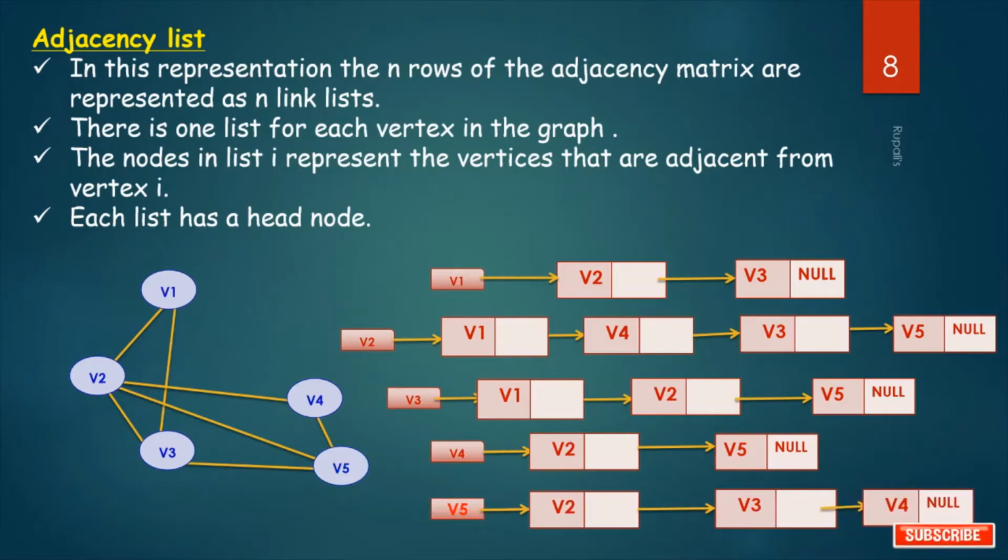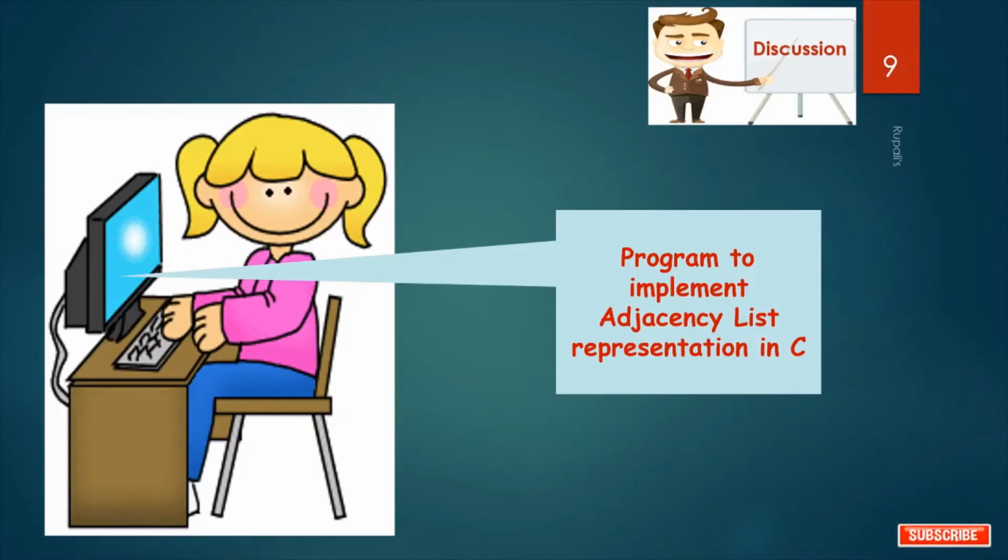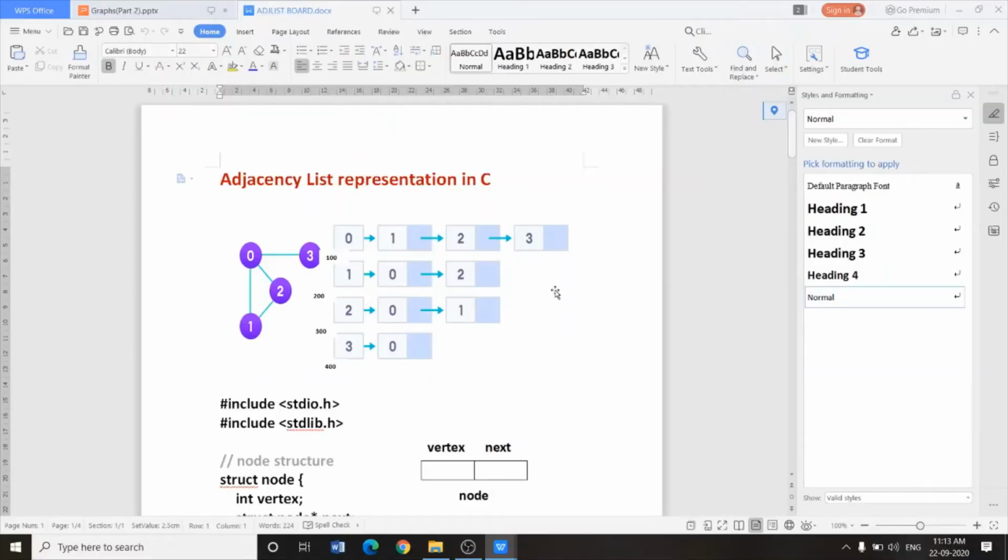So this is the adjacency list representation of this graph. Now see the adjacency list representation in C. First see the discussion. This is our graph, an undirected graph, and the corresponding adjacency list is this. Now how can you implement it using C?